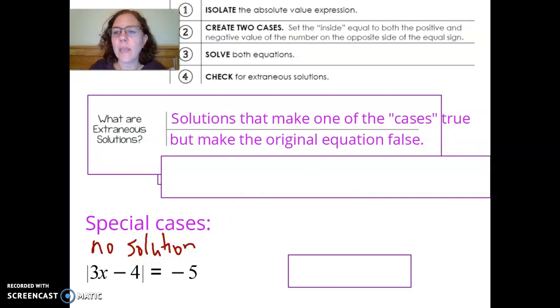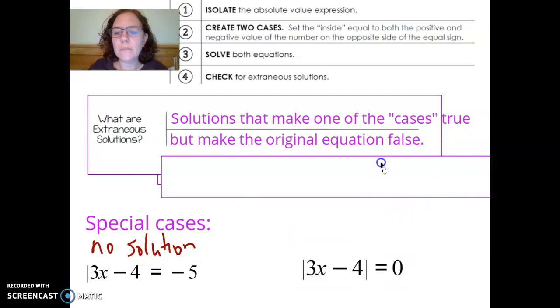All right, another case is if the absolute value is equal to 0. So again, by definition, absolute value measures distance away from 0. Well, there's only one number that is 0 units away from 0, and that is 0 itself. So in this case, we're only going to have one equation to solve because only 0 is 0 units away. When we take away the absolute value bars, we're not going to have both equations like we normally do. We're just going to have one.